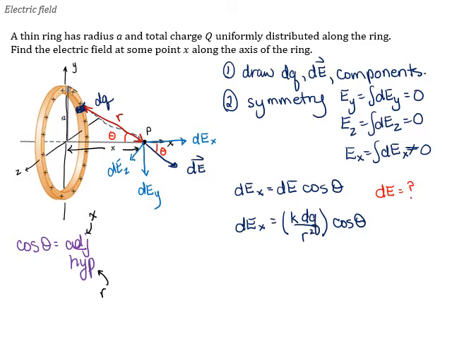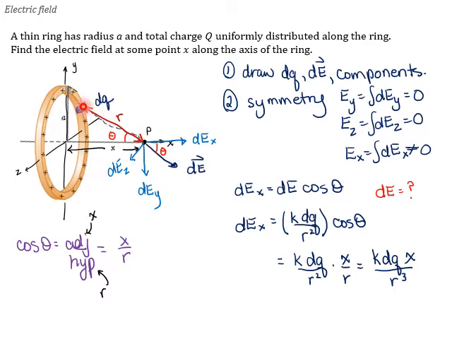So our cosine theta, which is adjacent over hypotenuse, is x over r. Let's fill that in for our next step. So I've got k times dq over r squared times x over r, which gives me k times dq times x over r cubed. Feels like we could make this a little bit simpler. Do we know what r is, or can we figure out what r is?